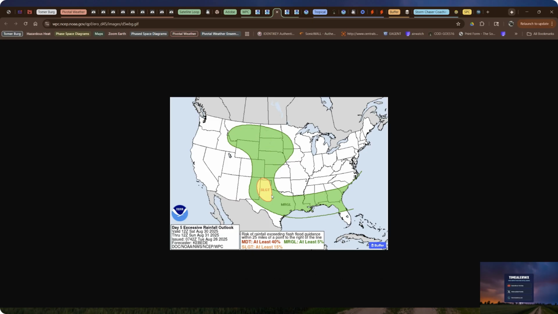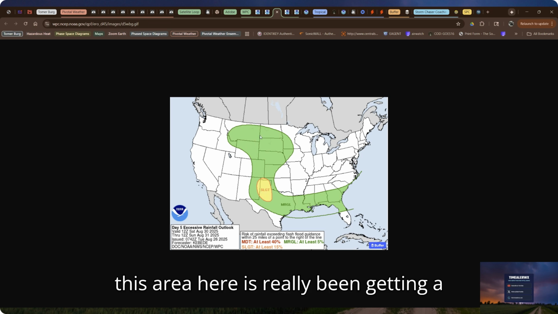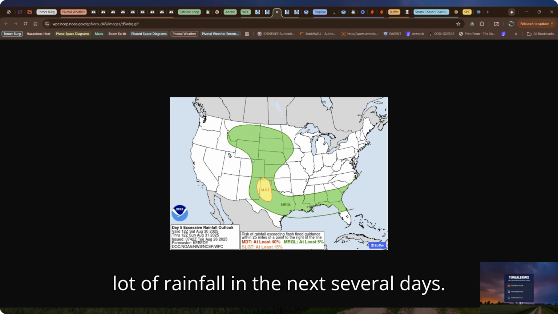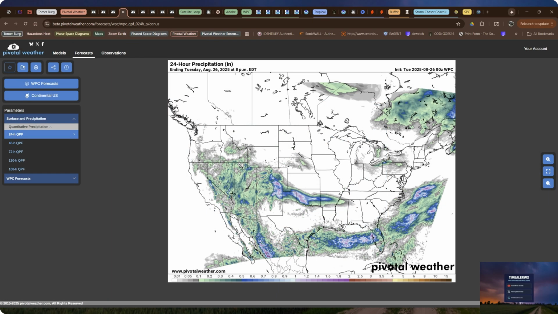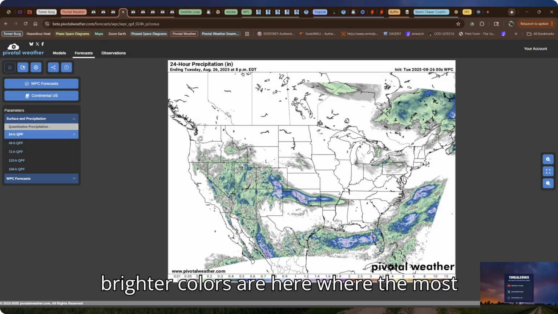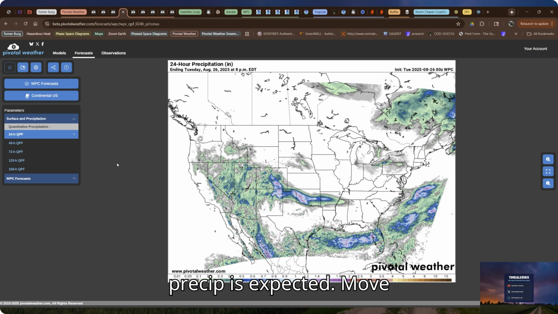So this area here is really going to be getting a lot of rainfall in the next several days. So get your galoshes out. So this is the expected rainfall amounts modeled heading today at 8 p.m. You can see where the brighter colors are here, where the most precip is expected.